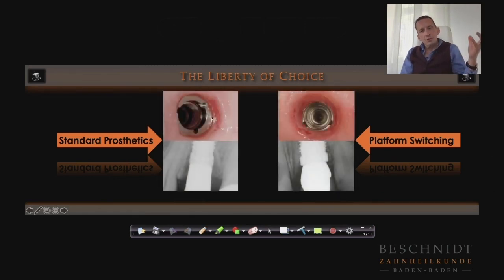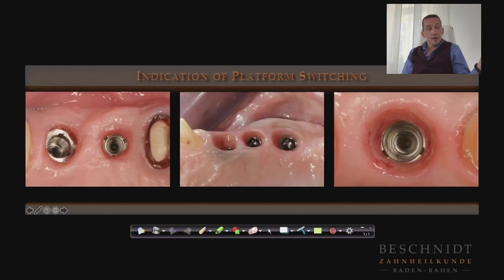So with the Camlog, you already have the chance to choose between the butt joint same size and the butt joint with platform switching. The indication of the platform switching is the miracle. We know that in some reasons, for instance, the butt joint with the same size makes sense. And the more you come to the aesthetic zone, the deeper you place the implant, because you want to have a nice soft tissue emergence profile.